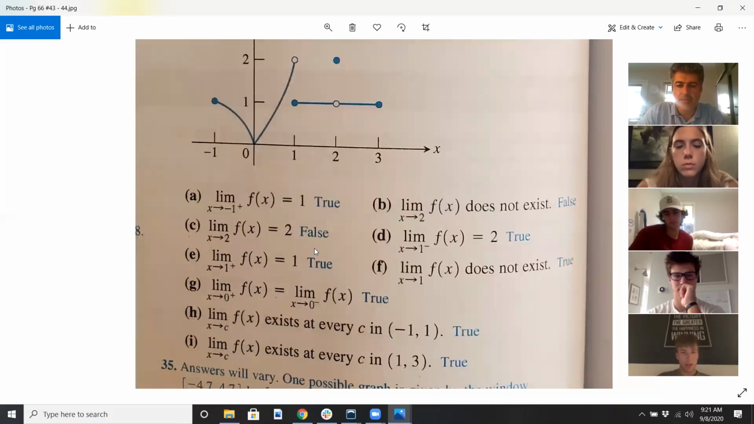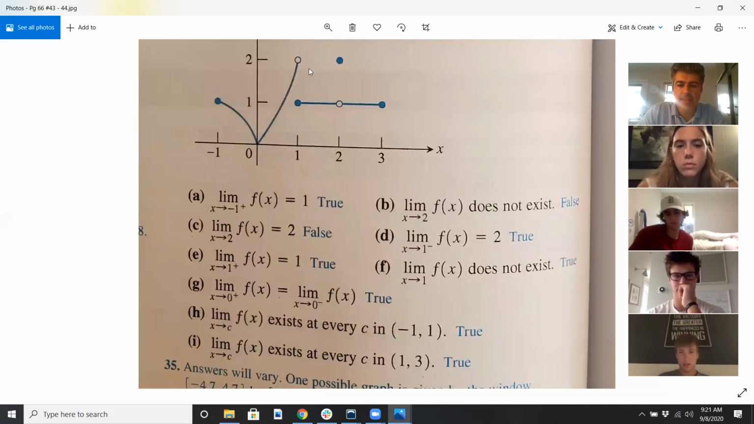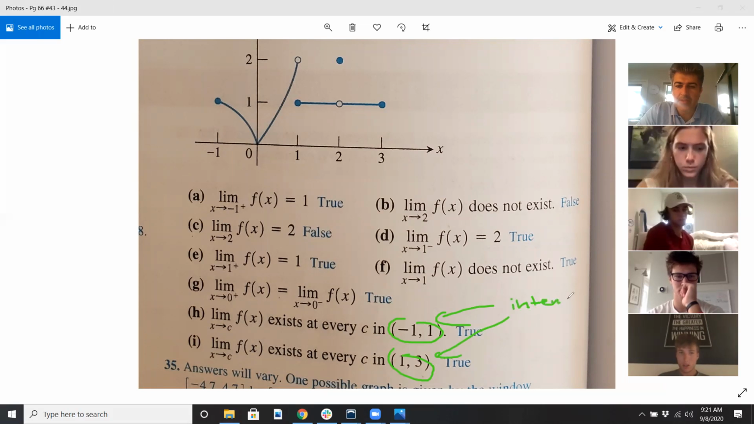Let's look at H. Now, first off, these two right here, it's a little confusing. These are interval notation. They're not coordinates of points. These are both interval notation. So if you're confused about that, please think of that mindset. That's what I'm asking you to do.